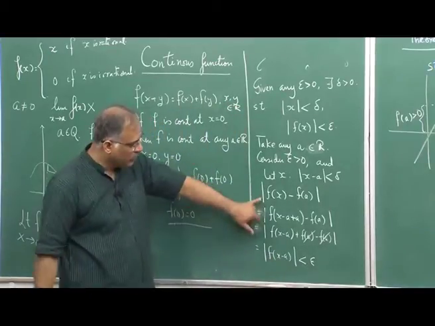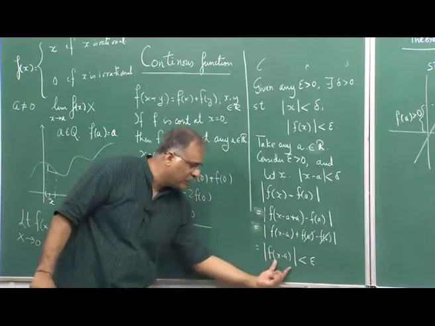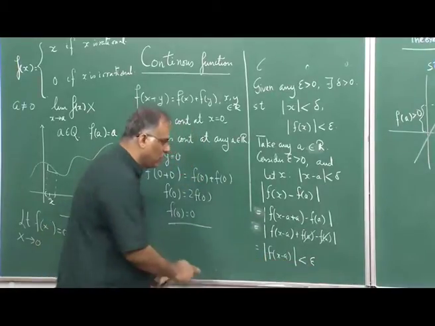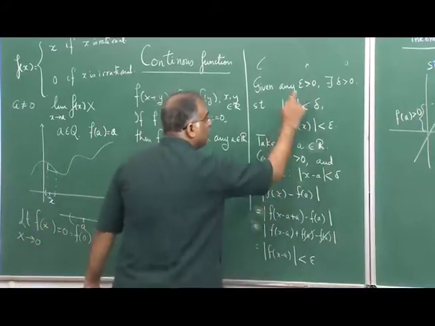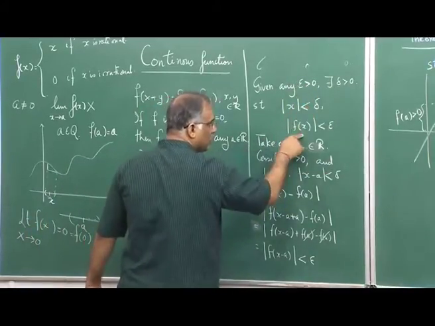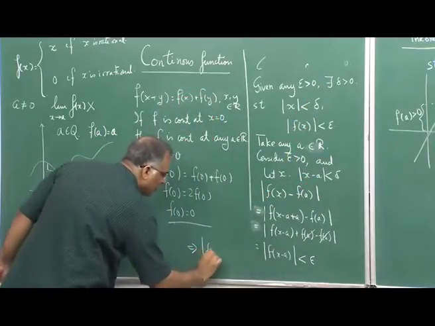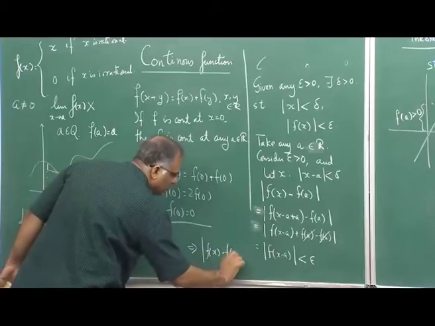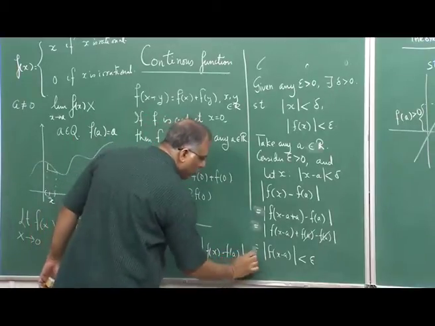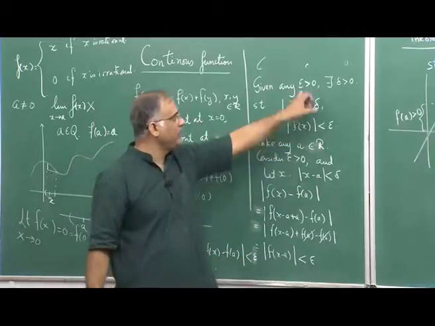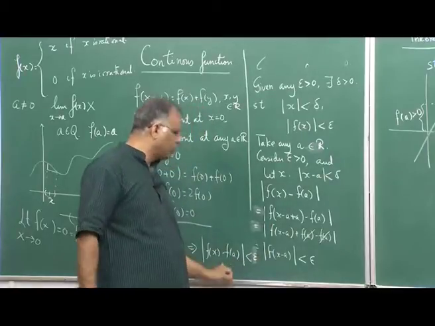So, what I found? So, |f(x) minus f(a)| is nothing but the absolute value of f(x minus a), which is strictly less than epsilon. So, from here I conclude that given this epsilon, whatever delta works for the 0 case, it will work for any other point a. So, once a delta is known for the point 0, given an epsilon, the same delta will work for the point a.